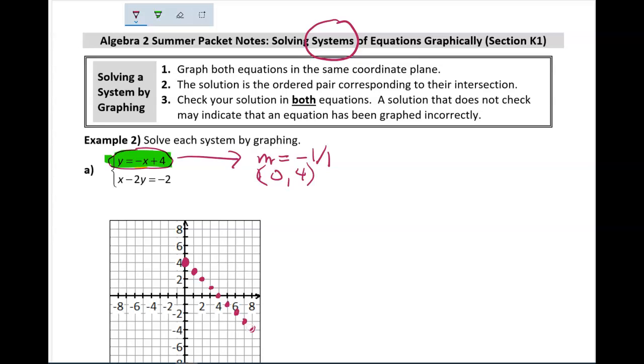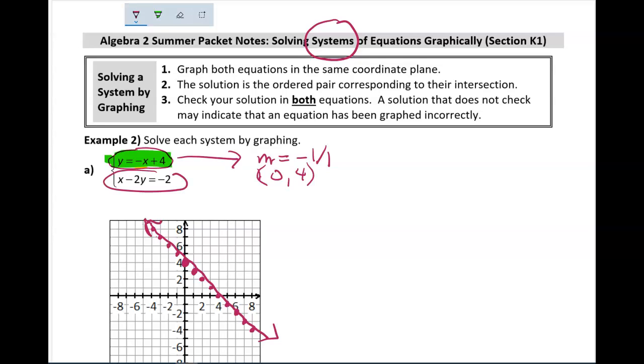And I'm going to graph as many points as I can so we have a very accurate graph. Accuracy is very important when you're solving a system of equations. You can use a straight edge. That's going to be hard for me to do in this video. All right, let's check out the second equation.